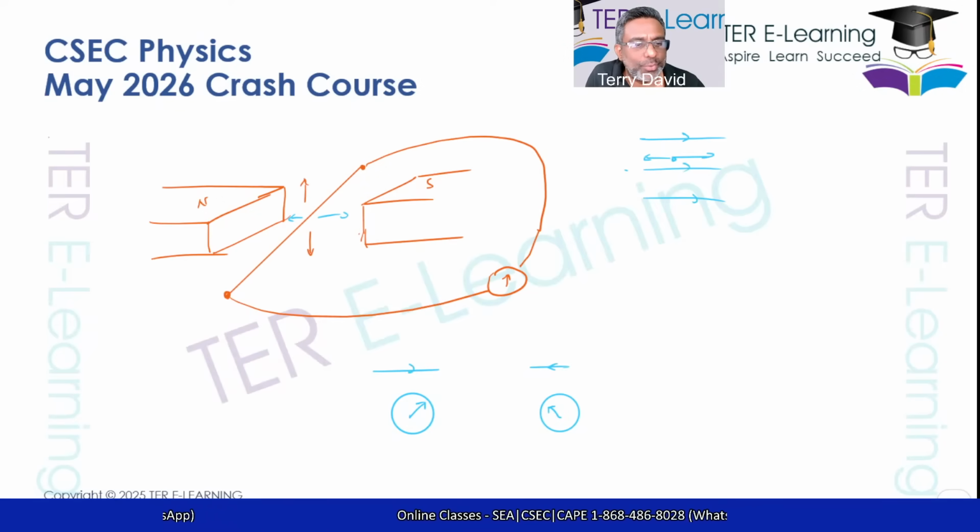Somebody says, what is deflection? Deflection is the movement of the needle. When you look at a galvanometer, there's a needle in the center, and it's going to shift either to the left or to the right. That's it.